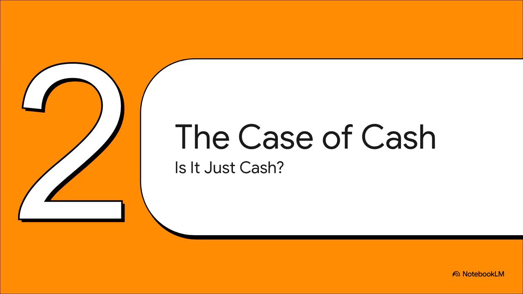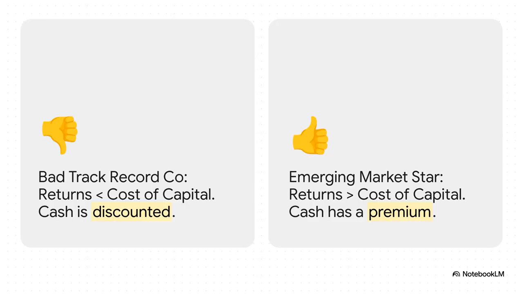All right, first up on our list, cash. Now, this should be the easiest part, right? A company has $100 million in cash, you just add $100 million to the value. Simple. Well, hold on a second. It's not always that straightforward. The real value of a company's cash totally depends on the company holding it.